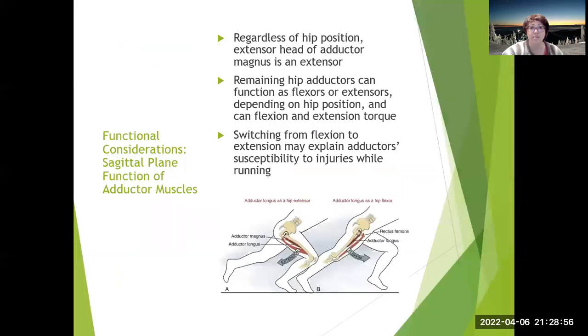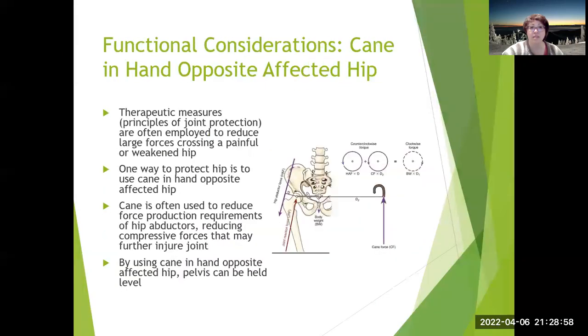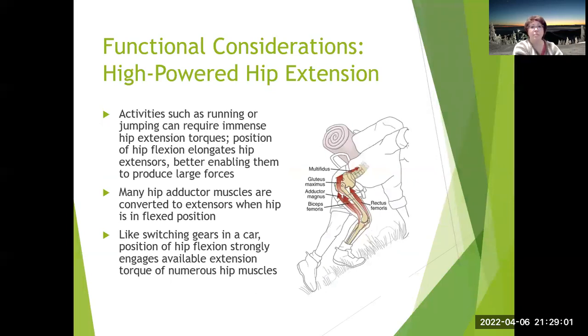Okay, so I'm going to go back up to the hip extension. So one of the reasons why you get groin pulls or adductor pulls with running or jumping, or particularly sprinting, is they're high-powered activities that require a lot of hip extension torque. Because when you're trying to run fast, every power stroke with your foot is hip extensors pushing back on your femur. So the position of hip flexion elongates hip extensors, better enabling them to produce large forces.